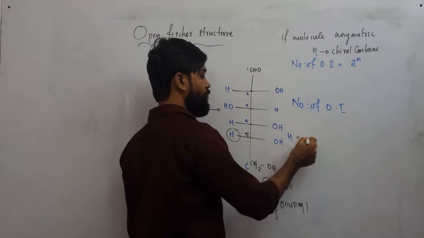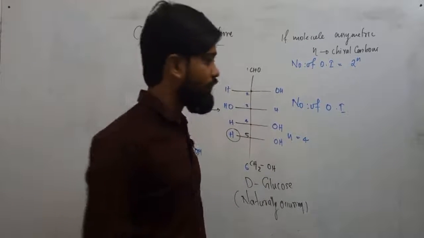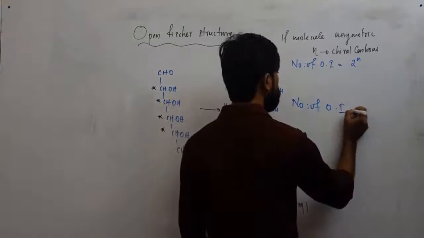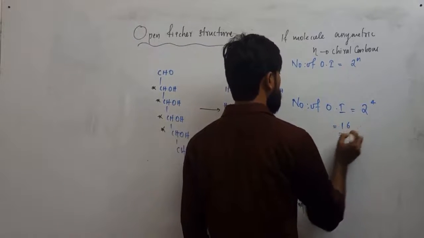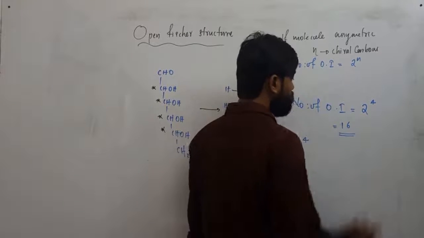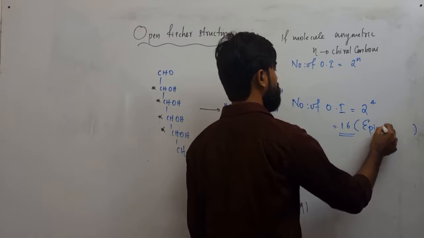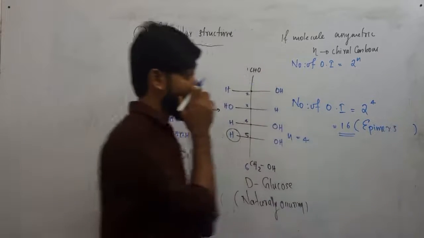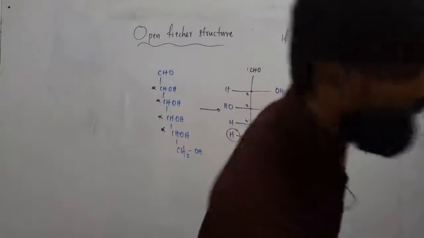The chiral centers in glucose are 4, right? 1, 2, 3, 4. Four chiral centers are there. So the number of optical isomers in glucose is equal to 2 raised to 4, and the answer will be 16. And these 16 isomers are together known as epimers. Okay, 16 isomers are called epimers. Ready?